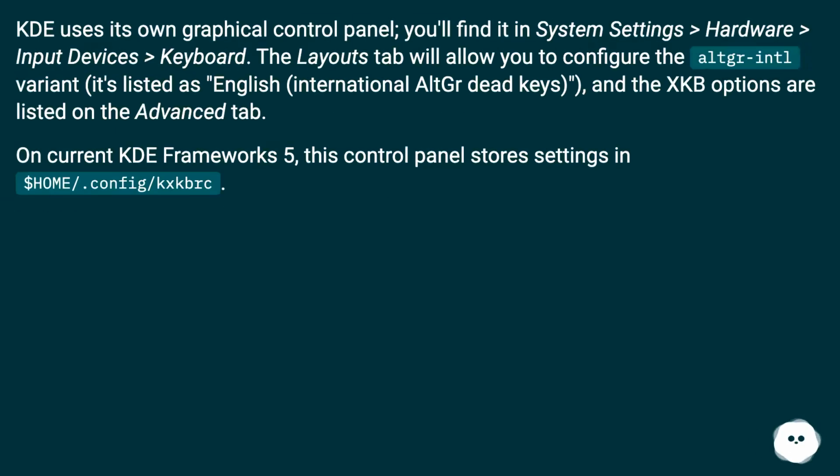KDE uses its own graphical control panel. You'll find it in System Settings > Hardware > Input Devices > Keyboard. The Layouts tab will allow you to configure the altgr-intl variant. It's listed as English, International, AltGr dead keys, and the XKB options are listed on the Advanced tab. On current KDE Frameworks 5, this control panel stores settings in $HOME/.config/kxkbrc.